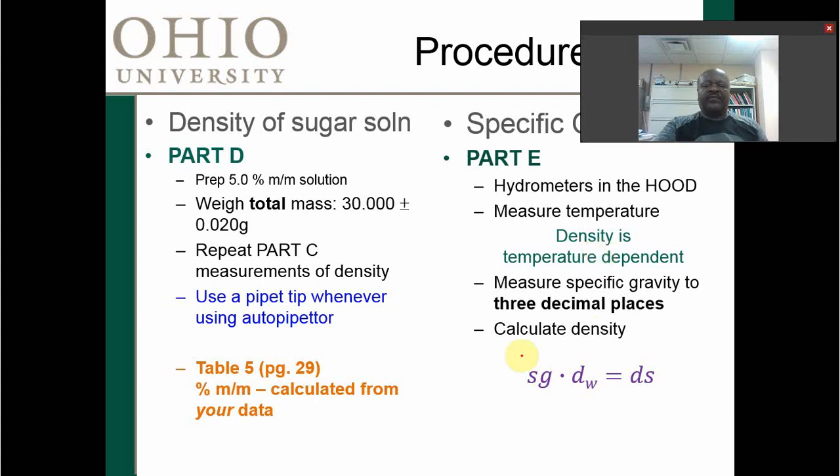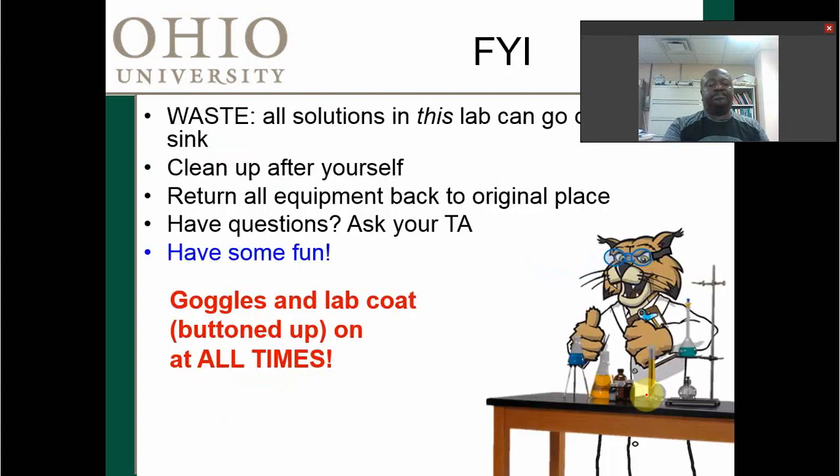For specific gravity, these things are in the hood. As I said before, read the specific gravity to 3 decimal places. Take your time, and then look up the density of the water in the table, Appendix F, and then do the density of the substance. That's it for this lab.